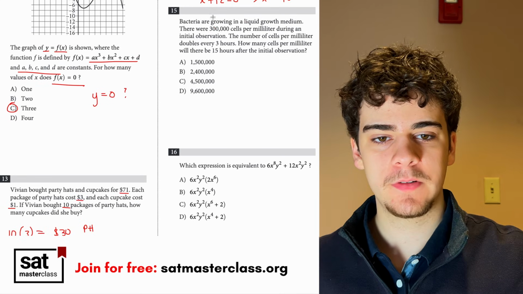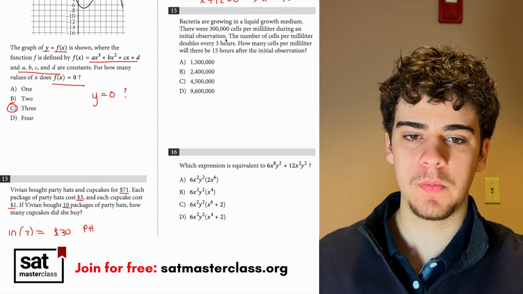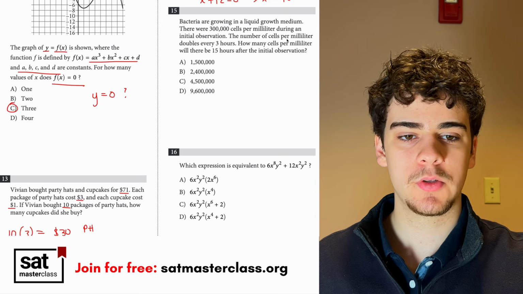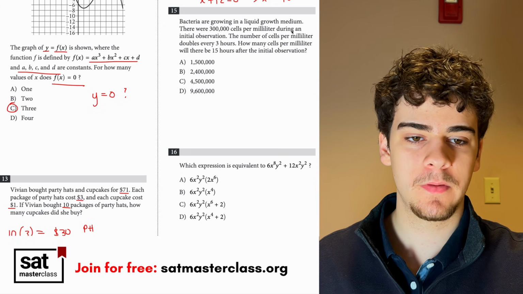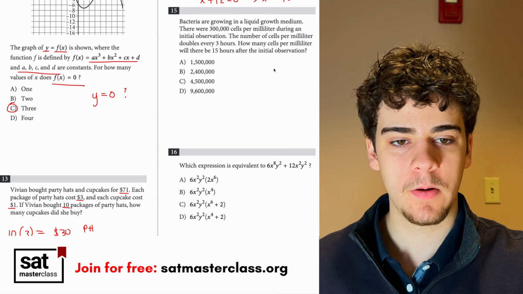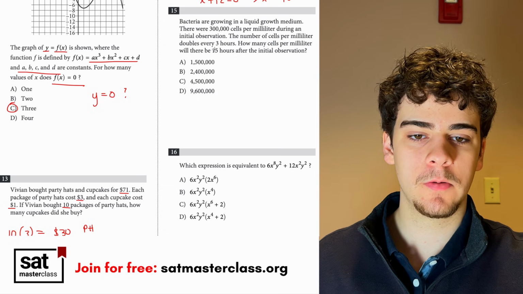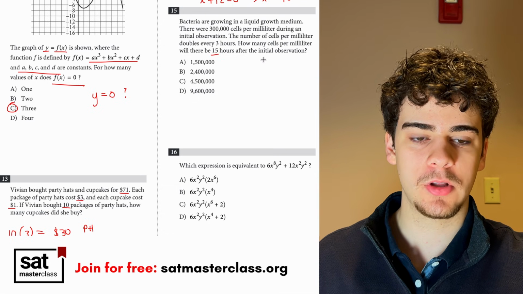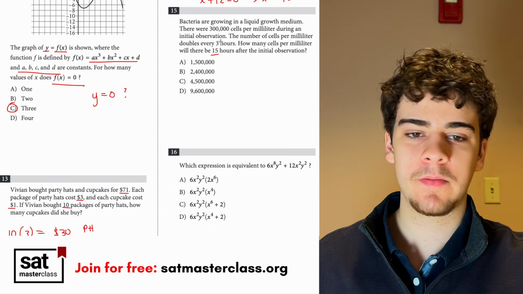Okay, question 15. Bacteria are growing in liquid growth medium. There were 300,000 cells per milliliter during an initial observation. The number of cells per milliliter doubles every 3 hours. How many cells per milliliter will there be 15 hours after the initial observation? So it doubles every 3 hours.